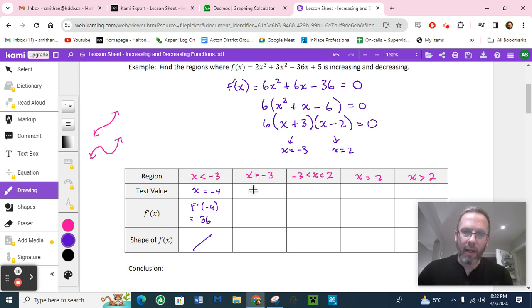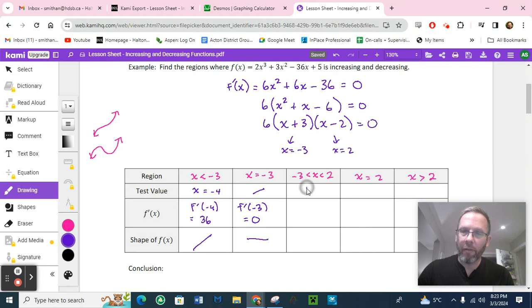When x is equal to -3, I'm not going to use a test value. We're just looking at what happens when x equals -3. At -3, the derivative is equal to 0. It's one of the two values that made the derivative 0. And that means the slope of the tangent line is 0. What does the graph look like there? Well, it would be a horizontal line.